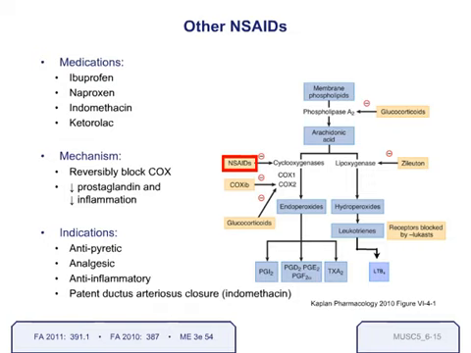Now, the other NSAIDs besides aspirin include things like ibuprofen, naproxen, indomethacin, and ketorolac. All of these reversibly inhibit the COX enzyme. So whereas aspirin was an irreversible inhibitor, the COX enzymes are reversibly inhibited by NSAIDs other than aspirin. And as I said, by blocking COX enzymes, you're just reducing prostaglandin synthesis and reducing inflammation. Clinical use for NSAIDs includes antipyretic properties, analgesic, and anti-inflammatory properties, and sometimes we use indomethacin to close a patent ductus arteriosus in an infant.